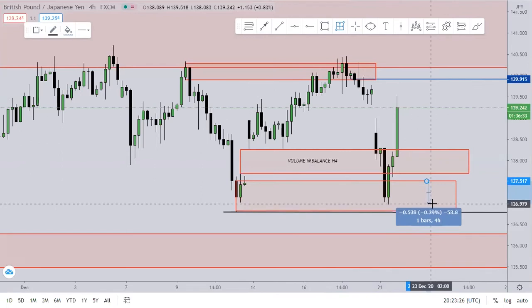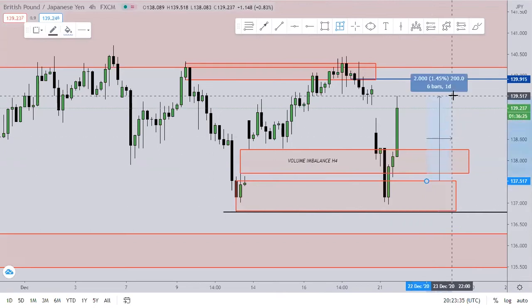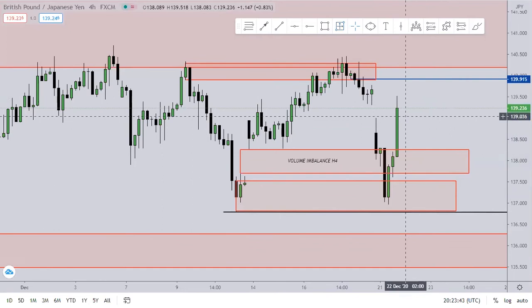All you need to do is catch a good move on GBP JPY, and it will give you a lot of money, even if you are trading with a small lot size. So 53 pip drawdown, it went up for 200 pips. So that is a risk to reward ratio of almost 1:4. So you see how it works. Now look, this happened yesterday.